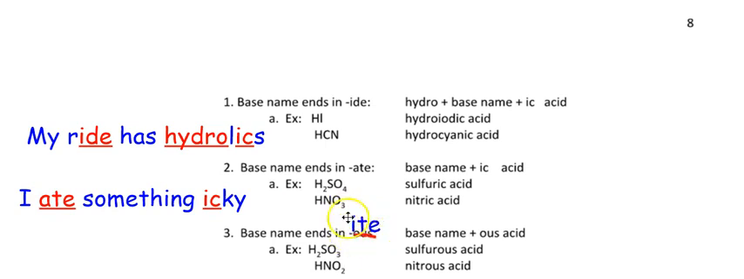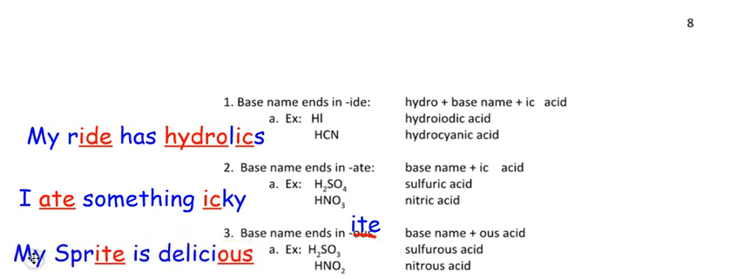Number 3 is a typo. Will you please change this to "ite"? So the base name ends in "ite." It's the base name plus ous ending. So cover up the H's and you have sulfite. So it becomes sulfurous acid. Again, just like phosphorous acid, you still need to put the UR back into it. Over here, cover the H, you have nitrite. So it becomes nitrous acid. My last little clever saying is, my Sprite is delicious. I hope you think so too.